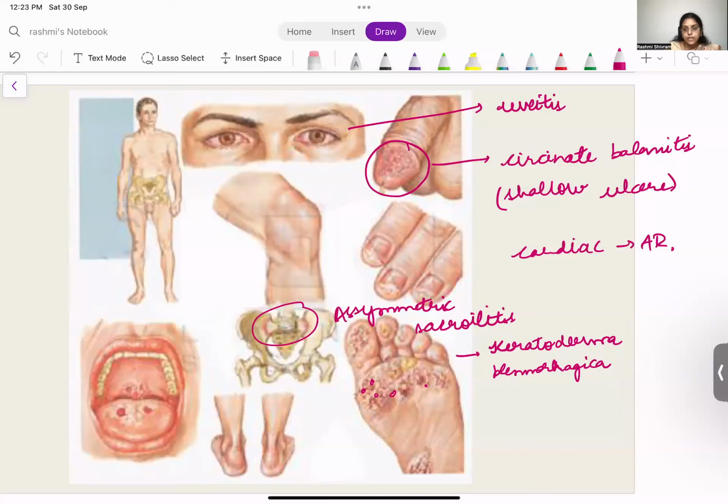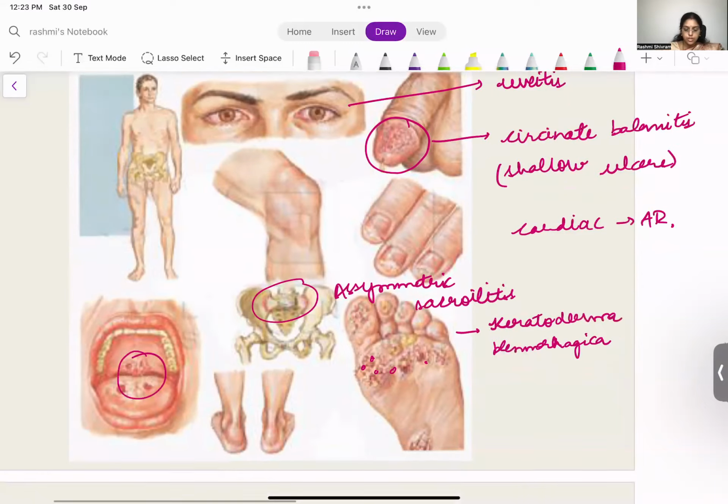The mucosa is getting involved in the glans penis. It can also get involved in the oral cavity, so you can have some ulcers in the oral cavity. So what are the extra-articular manifestations? You can have uveitis, circinate balanitis, keratoderma blennorrhagicum, asymmetric sacroiliitis, and cardiac involvement, you can have aortic regurgitation.